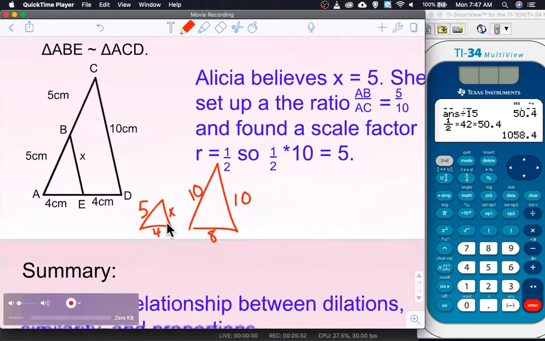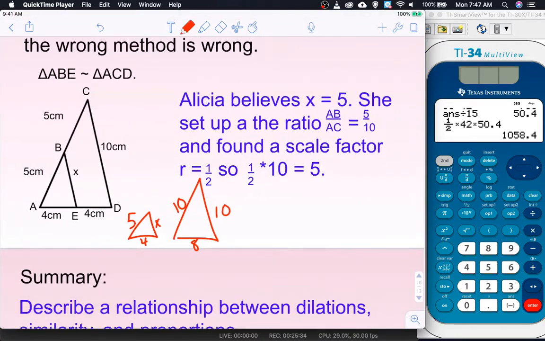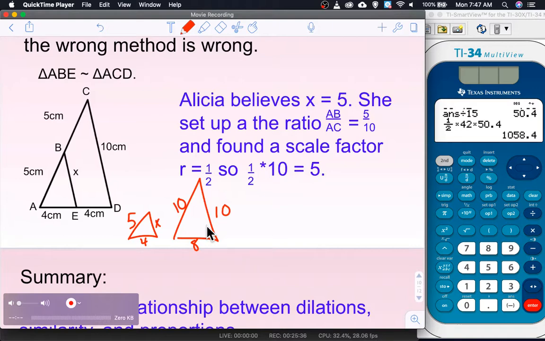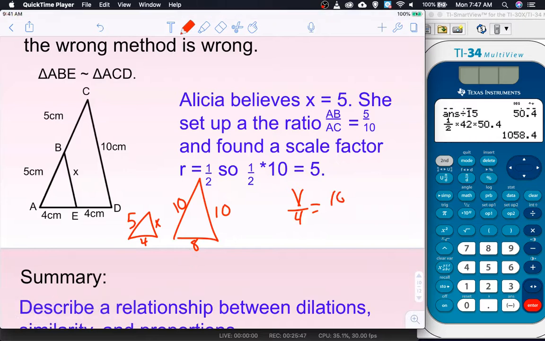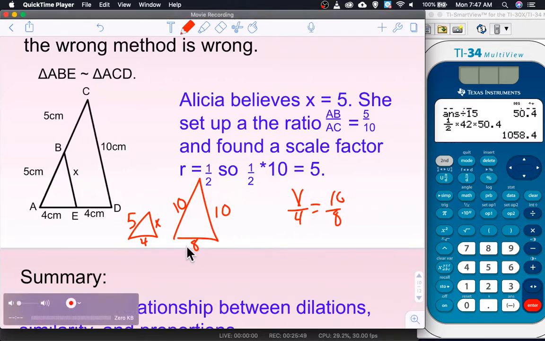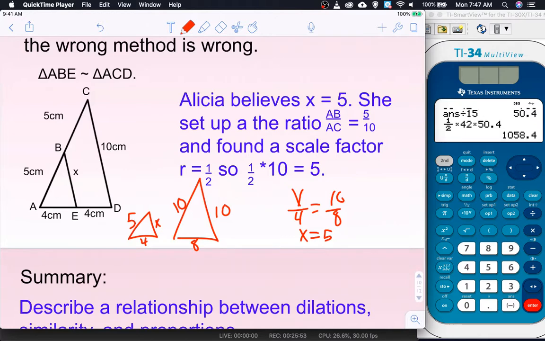Alicia could have also done this using a proportion. Once you separate these triangles, you could just use a proportion and say x over 4 equals 10 over 8, and cross multiply, and you would again find that x equals 5. Okay, so Alicia is correct, Jose was wrong for multiple reasons, but these are the reasons that we came up with.